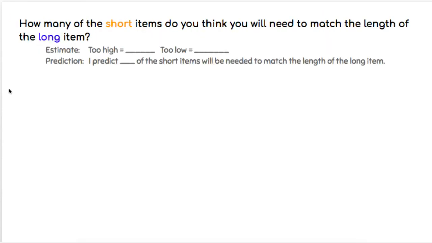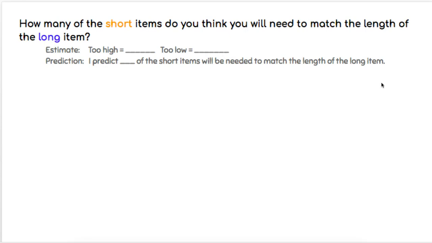So the next part is to figure out how many of those short items you think you will need to match the length of that long item. So this is where we go into estimating. Let's estimate a number that's too high, then estimate a number that's too low. Then we're going to complete it with a prediction sentence. So figure out the objects that you want to use.